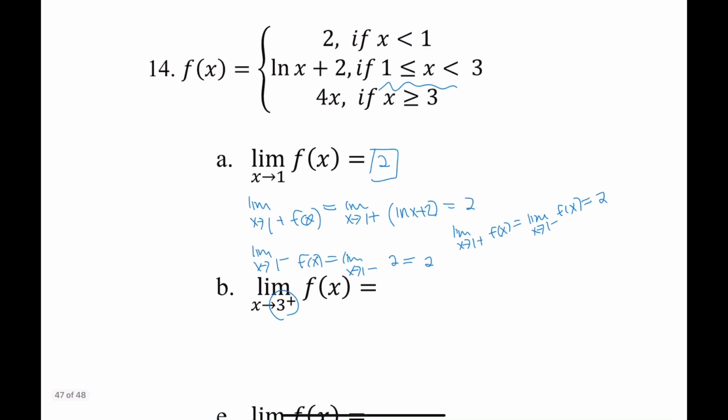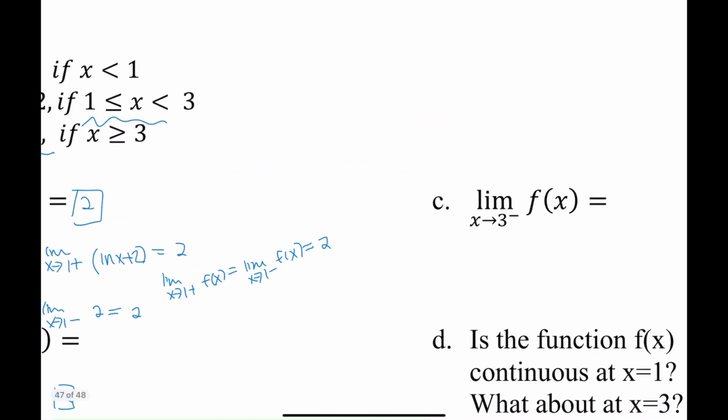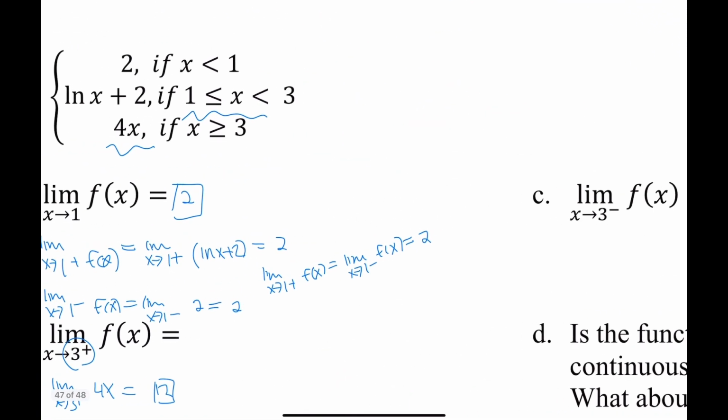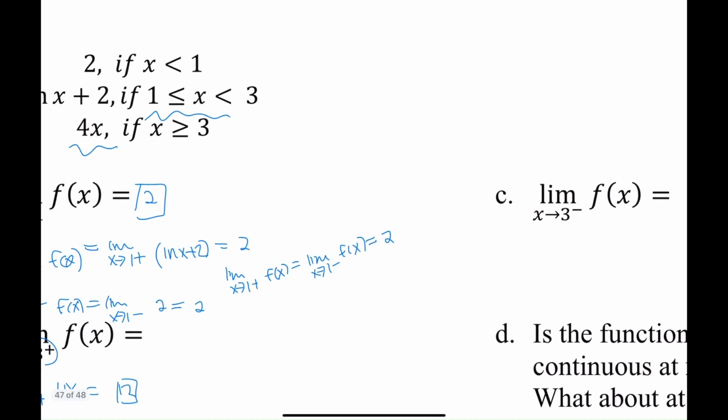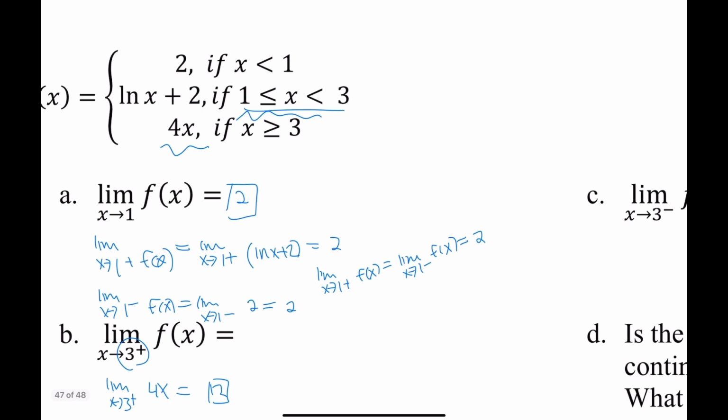And then going off to part B, so from 3 plus, so some values that are greater than 3. So let's see. Approaching from values greater than 3, we would get limit as x approaches 3 plus of 4x, right? Or we just plug in 3 to 4x, or 12. So that's the answer. And then part C, 3 minus, so approaching from values a little bit less than 3. So that means that we're going to do the second condition, right? We're doing the second condition.